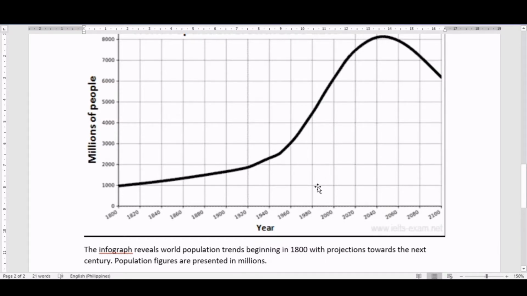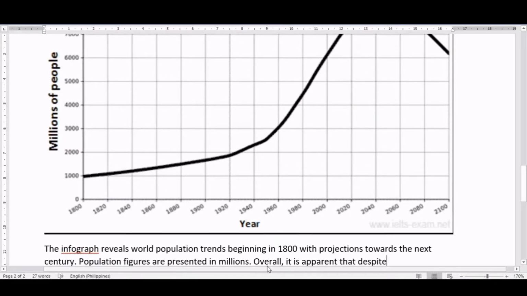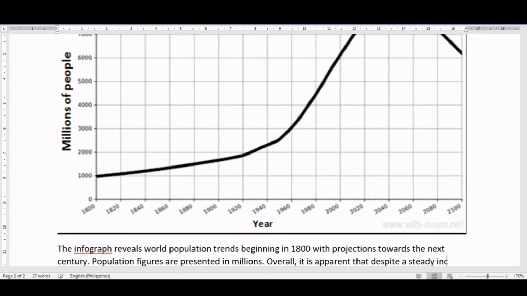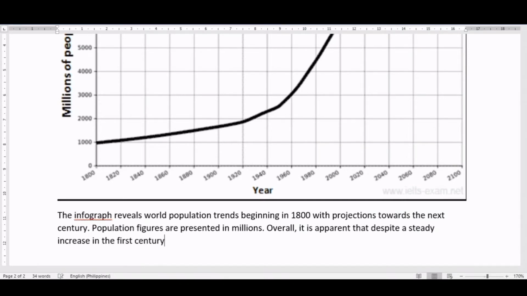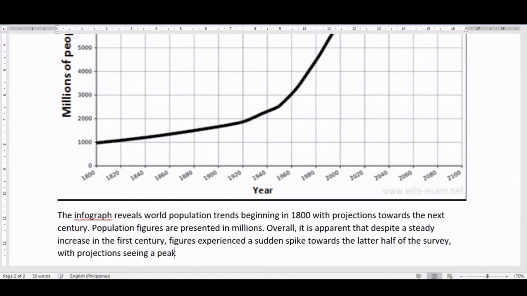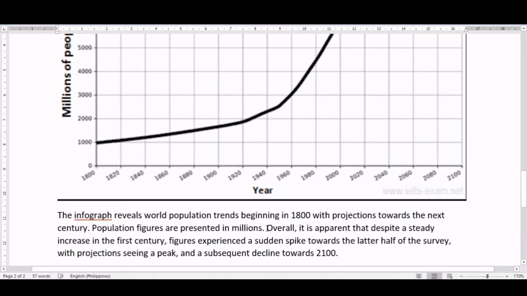So remember the overview that was discussed in the previous video. Overall, it is apparent that despite a steady increase in the first century, figures experienced a sudden spike towards the latter half of the survey, with projections seeing a peak and a subsequent decline towards 2100. That's the overview statement.